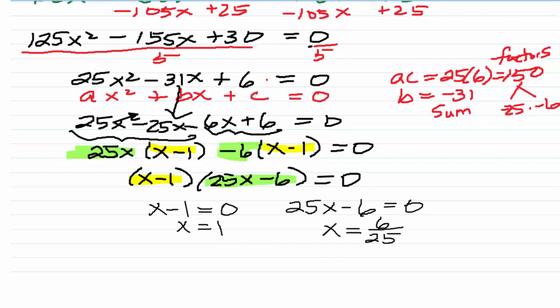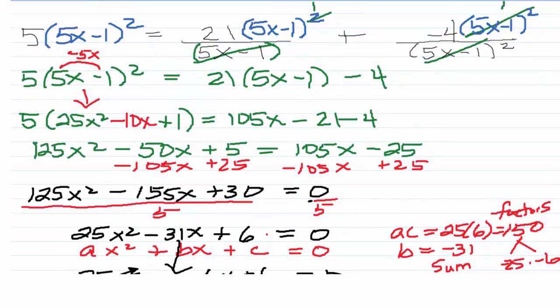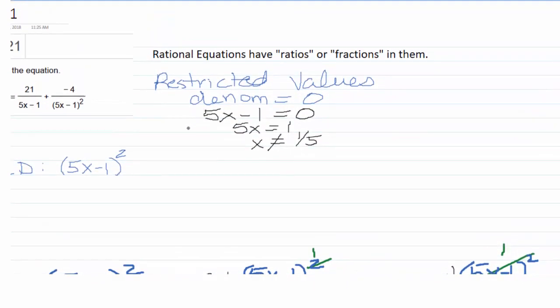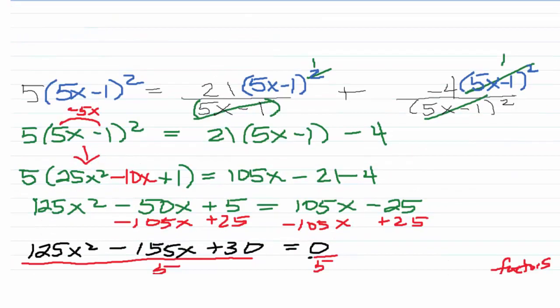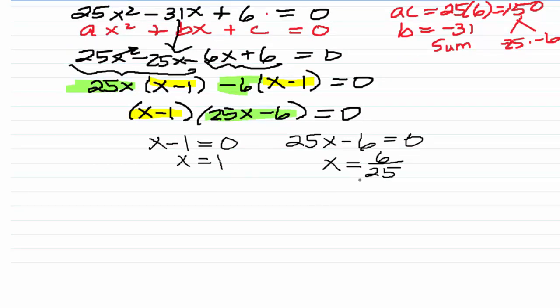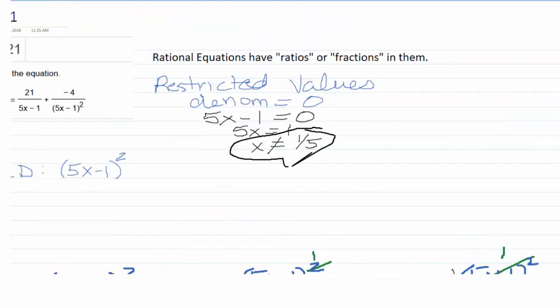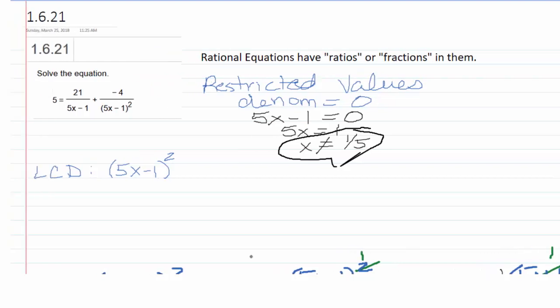It's very important to remember that we were solving a rational equation originally. Looking back up at the top, remember our restricted value was 1/5. Is this 1/5? No, we have 1 and we have 6/25. So our solution set contains 1 and 6/25. Those are our two solutions, meaning if we were to plug either of those numbers into the original equation, we would have a true statement.